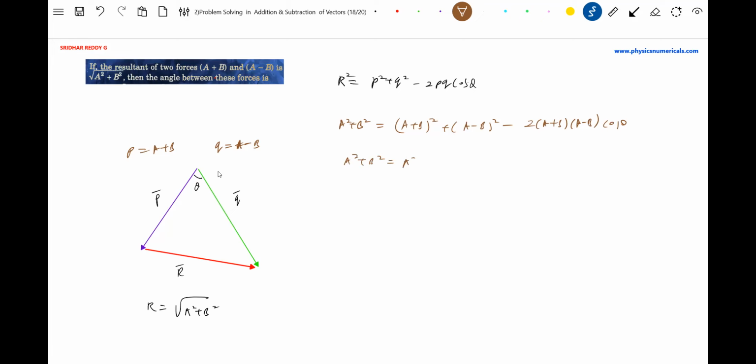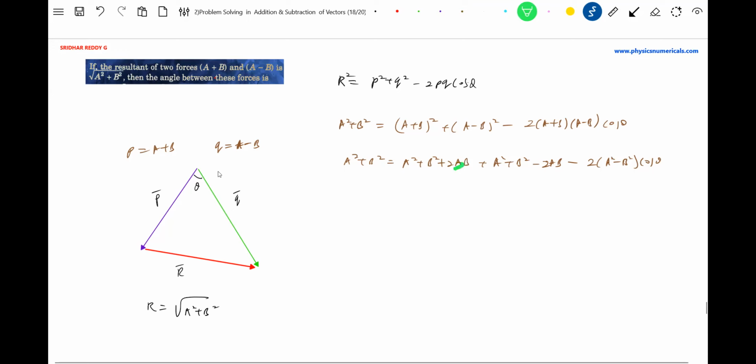(A plus B) whole square: A square plus B square plus 2AB. A square plus B square minus 2AB. 2 (A square minus B square) cos theta. The 2AB gets cancelled if you see it, plus 2AB minus 2AB. So what will be left over now?